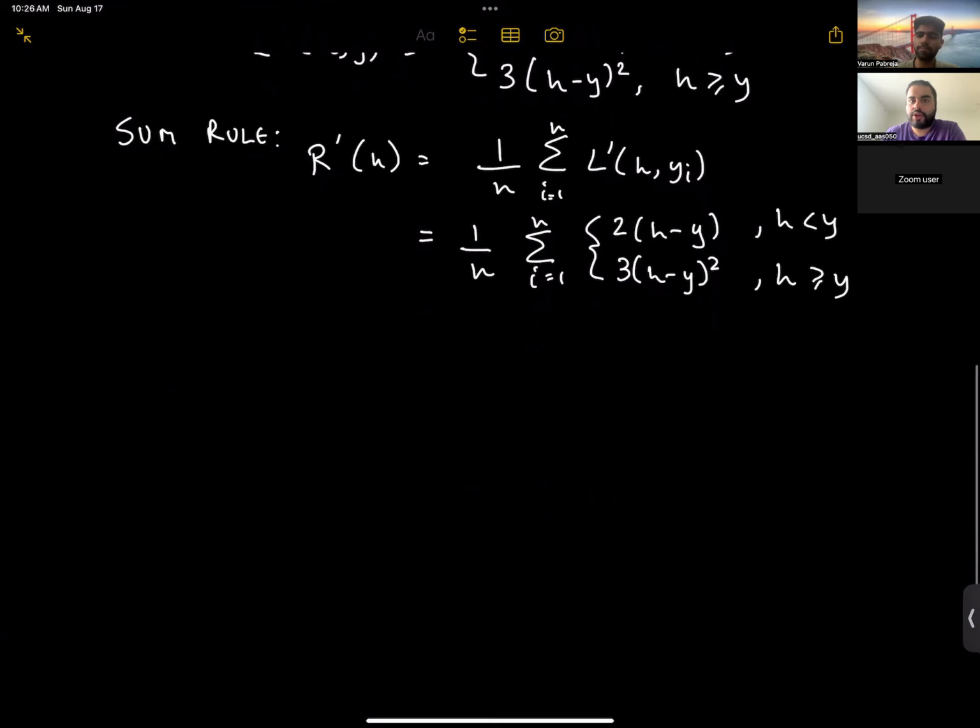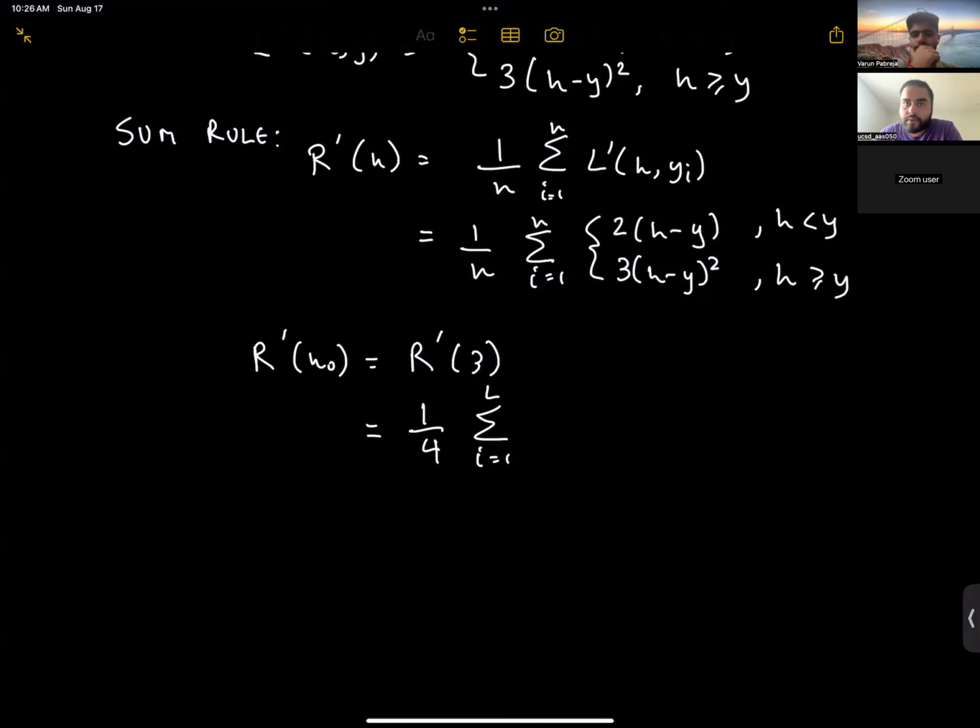Okay, so let's start with the first iteration where h of 0 is 3, right? So to apply the gradient descent update rule, we first have to calculate the derivative of the risk at h0, so at h0 equals 3. So what we can say is r of h0 equals r of 3, right? R of 3 is basically, we substitute our value in, so it's 1/4 of the sum.